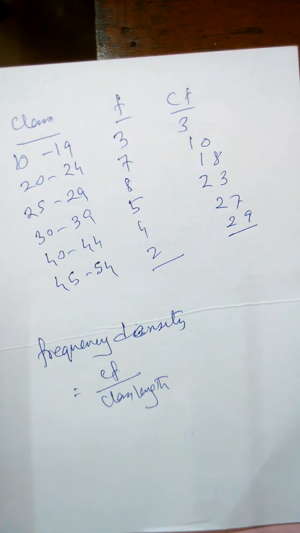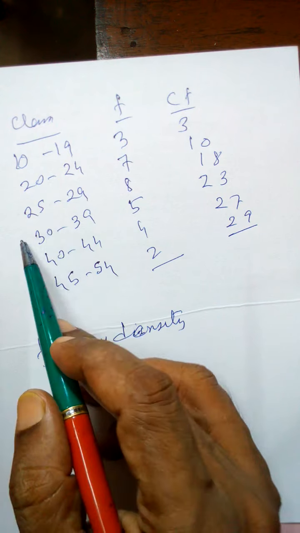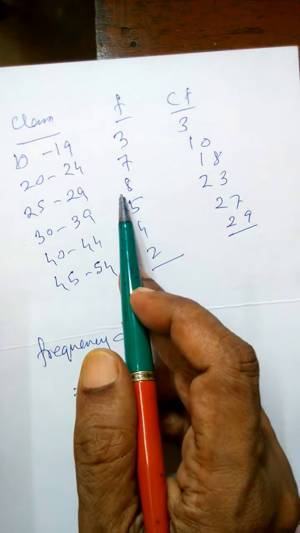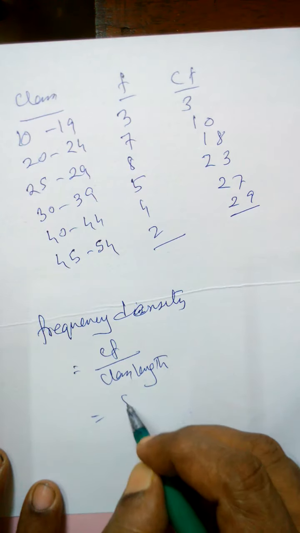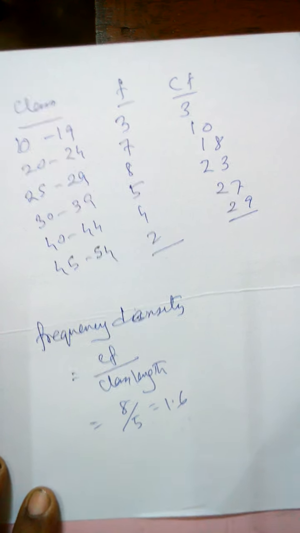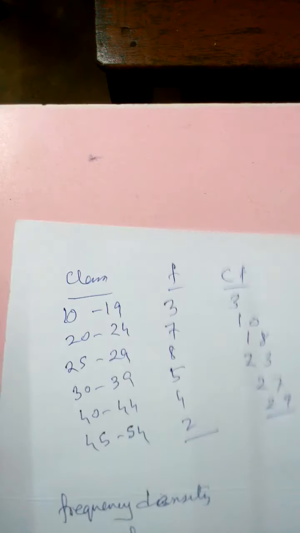Why not 29 minus 25? 29 minus 25 will be wrong calculation because it is not overlapping. We should convert the class limit to class boundary. That means 25 to be converted to 24.5 and 29 converted to 29.5. So obviously the third class length is 5 and frequency is 8. So your answer will be 8 by 5, that is 1.6. This is the frequency density. This is the idea of frequencies. Some more ideas may be there, but this is basic.